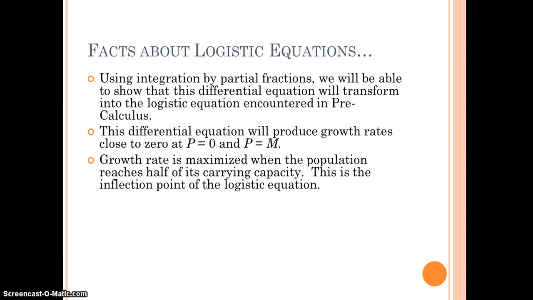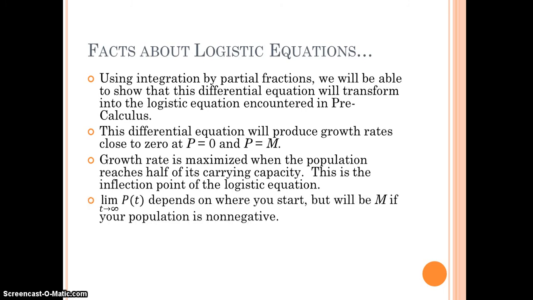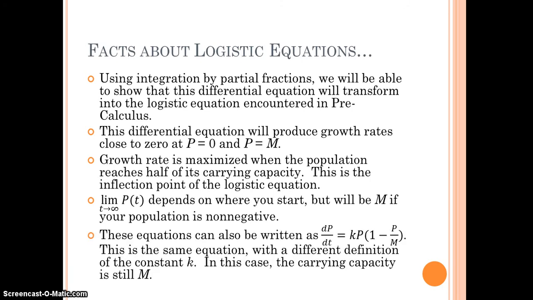Growth rate is maximized, as you saw in the lab, when the population reaches half of its carrying capacity. At that point, we reach an inflection point of our logistic equation, and we start to slow down our growth rate. The limit as t goes to infinity of P of t, or our population, depends on where you start, but we're going to level off to M if our population is non-negative. So that's an important thing to keep in mind.